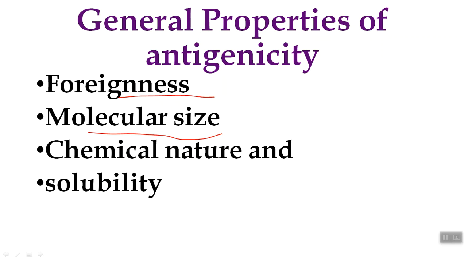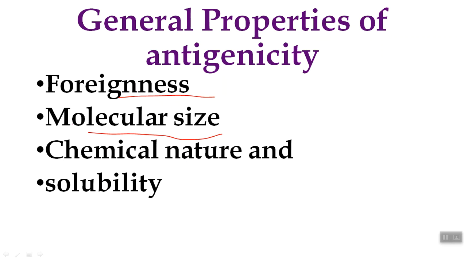For example, histone molecules are poor antigens, and they have a molecular weight of 6,000 Dalton. Hemocyanin, which has a 60,000 Dalton molecular weight, is an excellent antigen. And a protein like insulin, which has 5,700 Dalton, is also a very good antigen. So molecular weight plays an important role in considering a molecule as an antigen.